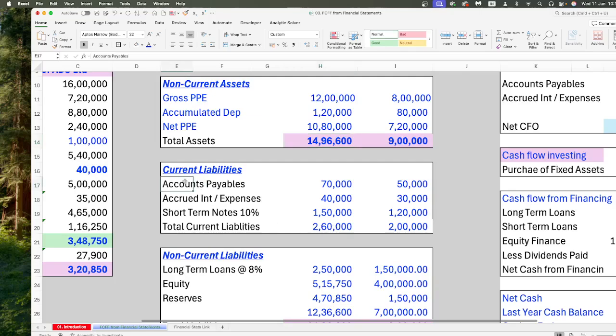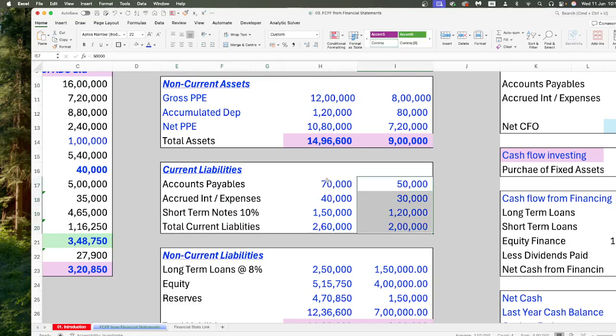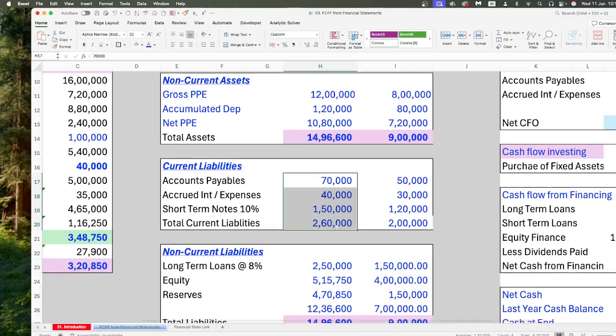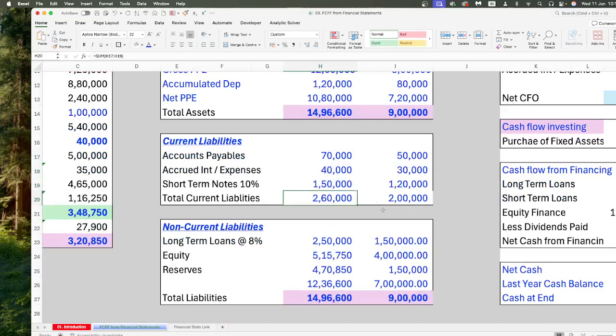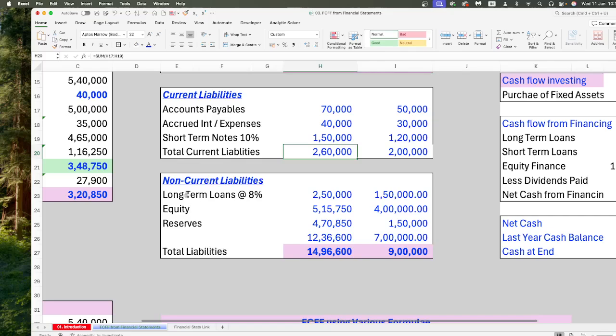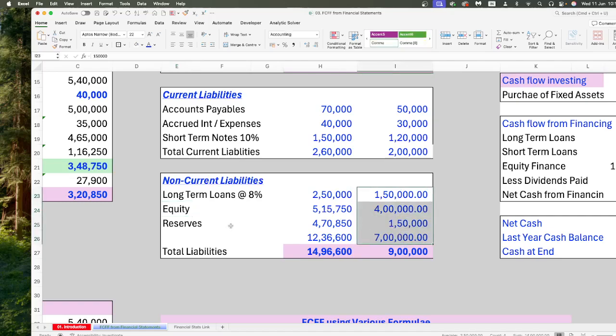Now go into the current liabilities. The current liabilities are accounts payable, accrued interest, and the short-term loan at 10%. We'll take some arbitrary value here, and similarly for these 2 years. So we'll have the total current liability. For the non-current liabilities, we'll take a long-term loan at 8%, equity. Again, we'll assume these values.